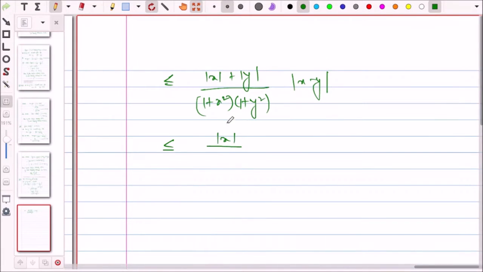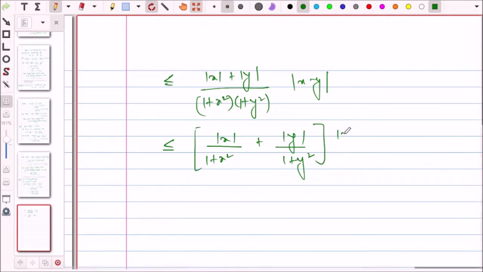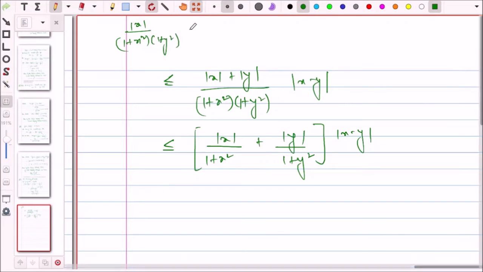So now we are splitting it, and we are removing one term from it. What we have done basically is that mod x by 1 plus x square times 1 plus y square is less than or equal to mod x by 1 plus x square, because replacing this by 1 means we are decreasing the denominator. When you decrease the denominator, the number increases. So we have got this.